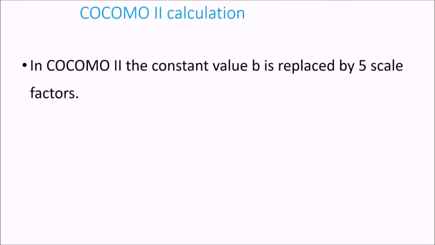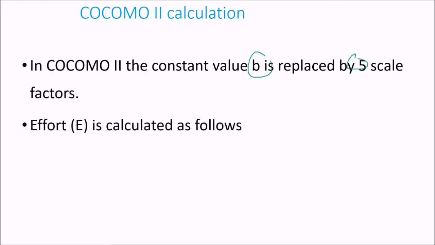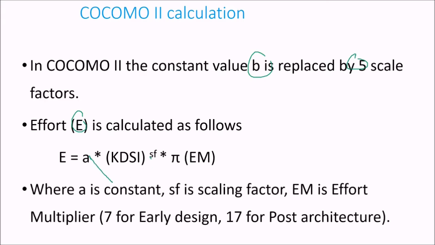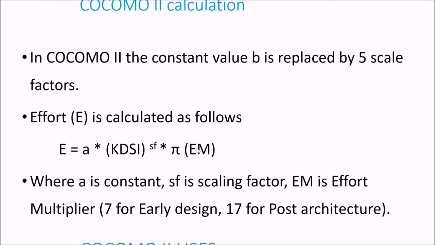How to calculate in COCOMO 2? In COCOMO 2, the constant value B is replaced by 5 scale factors. Effort E is calculated like this: E is equal to A into KDSI to the power SF into pi EM, where A is a constant, SF is the scaling factor, EM is nothing but the effort multiplier, 7 for early design, 17 for post-architecture.